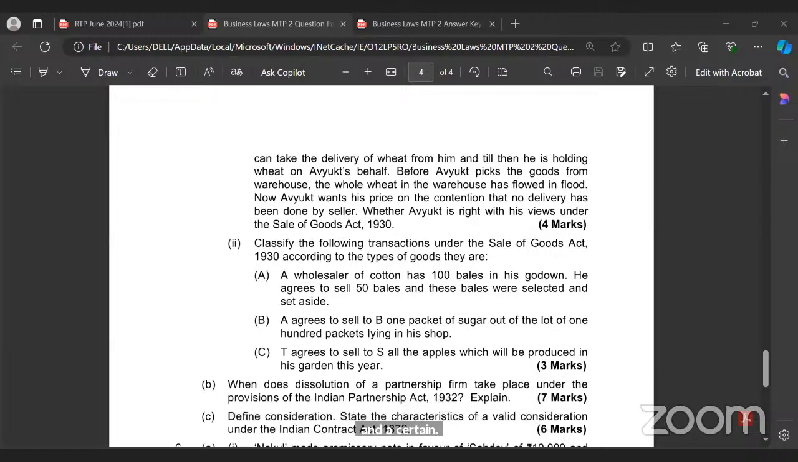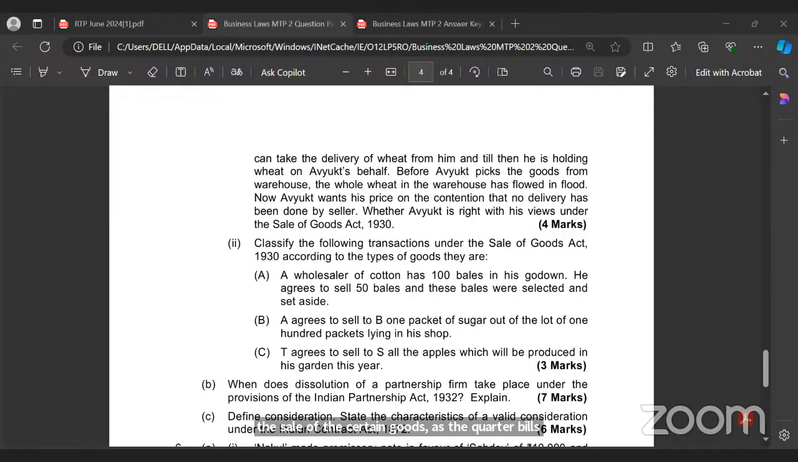Answer. A wholesaler of cotton has 100 bales in his godown. So the goods are existing goods. He agrees to sell 50 bales and these bales were selected and set aside. On selection, the goods become ascertained. In this case, the contract is for the sale of the ascertained goods, as the cotton bales to be sold are identified. Okay, the specific and ascertained.